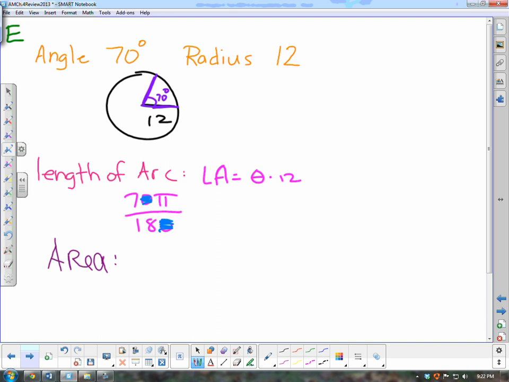And then you would get times 12. So that becomes, we can take an 18 out. Or we can divide 18 and 12, I should say, by 6. Make that a 2. Make that a 3. And it becomes 14 pi over 3.